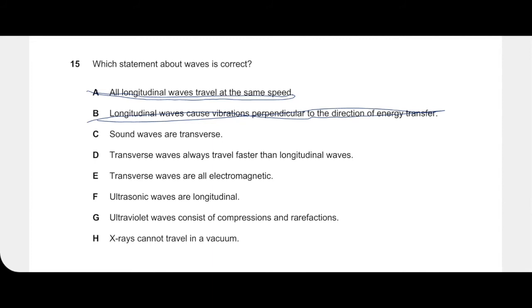C, sound waves are transverse. No, they're not. They are longitudinal. D, transverse waves always travel faster than longitudinal waves. That is not true, depending on the wave and a lot of other circumstances. E, transverse waves are all electromagnetic. That is incorrect. All electromagnetic waves are transverse. And F, ultrasonic waves are longitudinal. That is correct, and the answer to 15 is F.